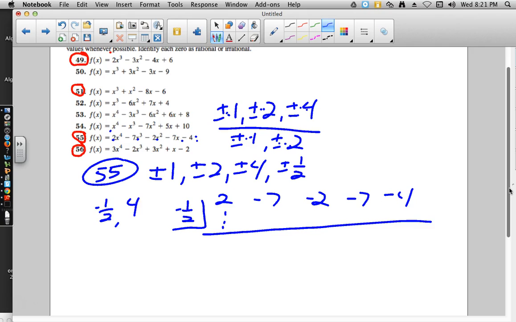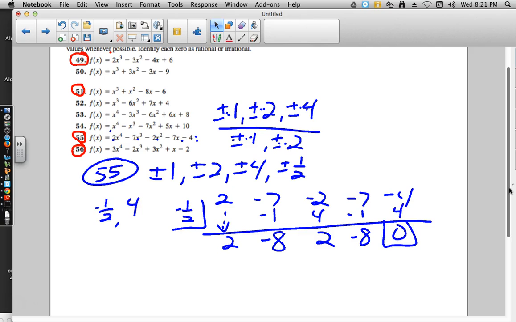Bring down your leading coefficient of a 2. Multiply times negative 1/2, you get negative 1. Add together with that negative 7 and get negative 8. Negative 1/2 of negative 8 is positive 4. Negative 2 plus 4 is 2. Negative 1/2 of 2 is negative 1. Negative 7 and a negative 1 is negative 8. And then negative 1/2 of negative 8 is positive 4. And that one is verified. Negative 1/2 is, of course, rational. And it is one of the zeros.